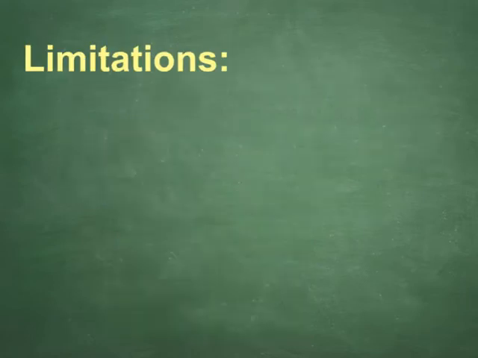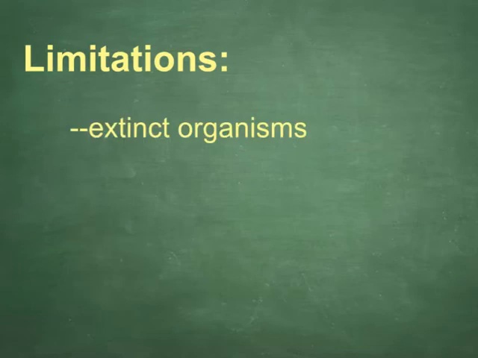Because biological species concept does rely on sexual reproduction and observing reproductive patterns between organisms, there are some major limitations associated with it. One of these is extinct organisms. We can't really observe very much about the reproductive patterns of extinct organisms, and therefore we usually use morphological species concept to try to group these organisms as best we can, acknowledging, of course, that there are those limitations on morphological species concept.